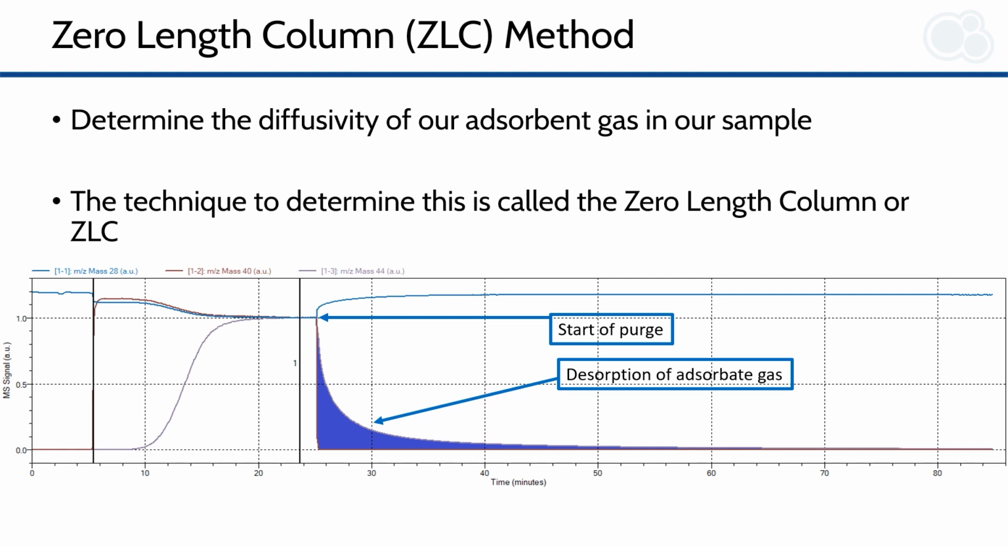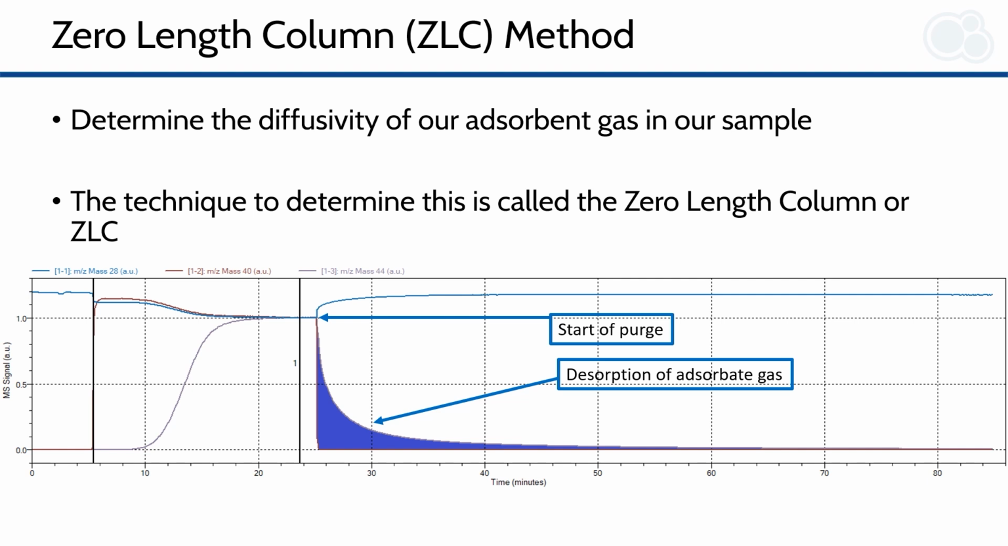So for today's talk, we're going to be focusing on the zero-length column method. The zero-length column method is a method to determine the diffusivity of an adsorbent gas in your sample. Previously, we've been talking about breakthrough analysis and adsorption, but for the zero-length column method, we actually care a lot more about desorption, or the desorption of our gas.